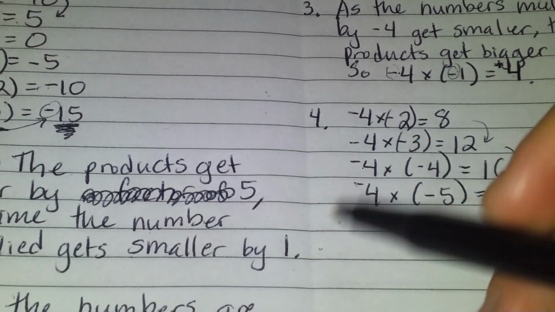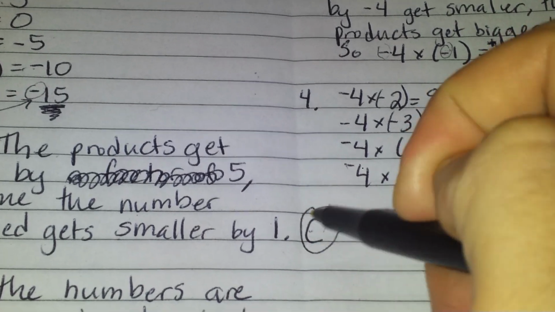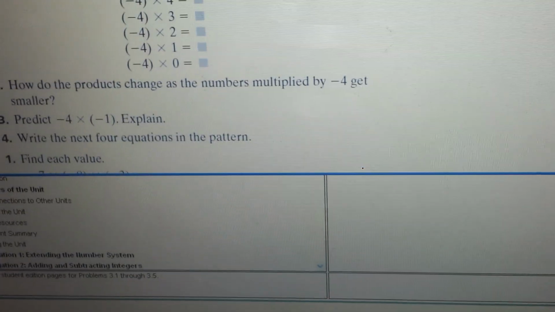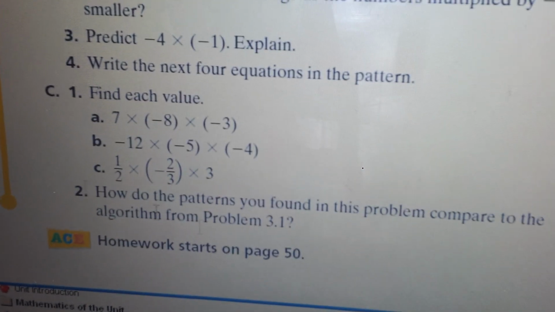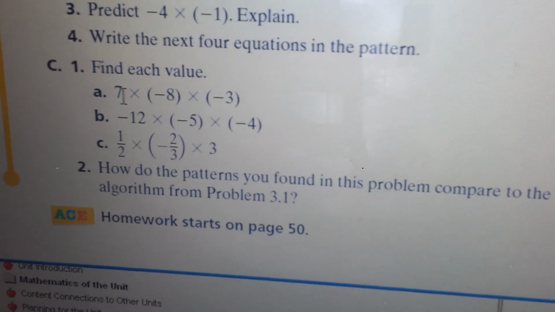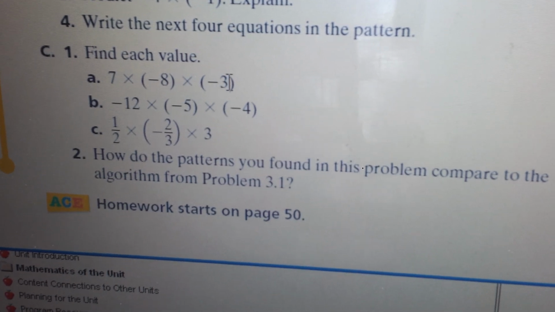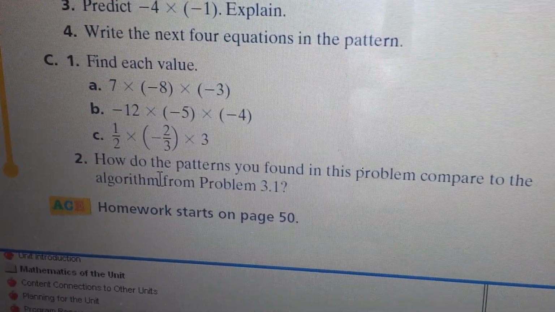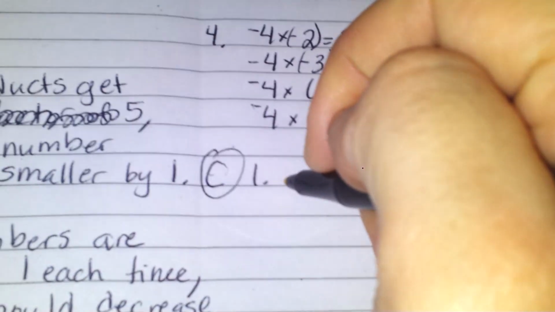Let's try part C now. Part C is asking us to find each value. What values do we have to find? Well, we're just going to quickly solve these. We have 7 times negative 8 times negative 3, and a few more. Then we can use the patterns we found in the problem and compare them to the algorithm from problem 3.1 that we used. So, I'm going to rewrite my first problem.